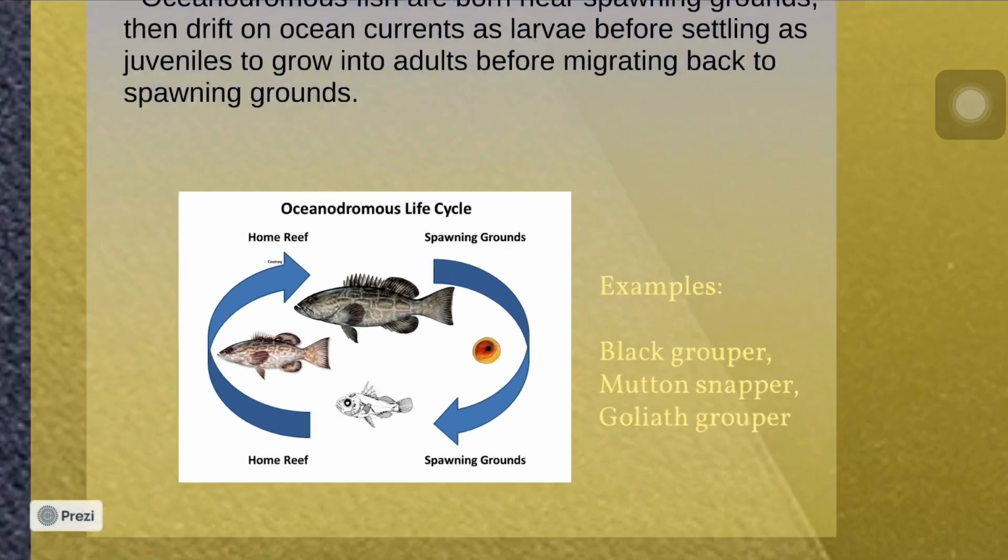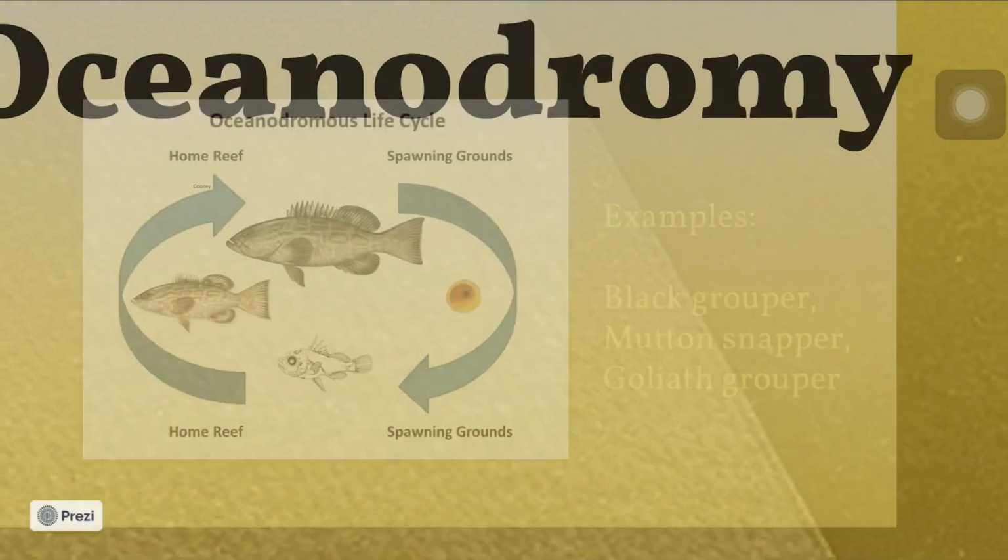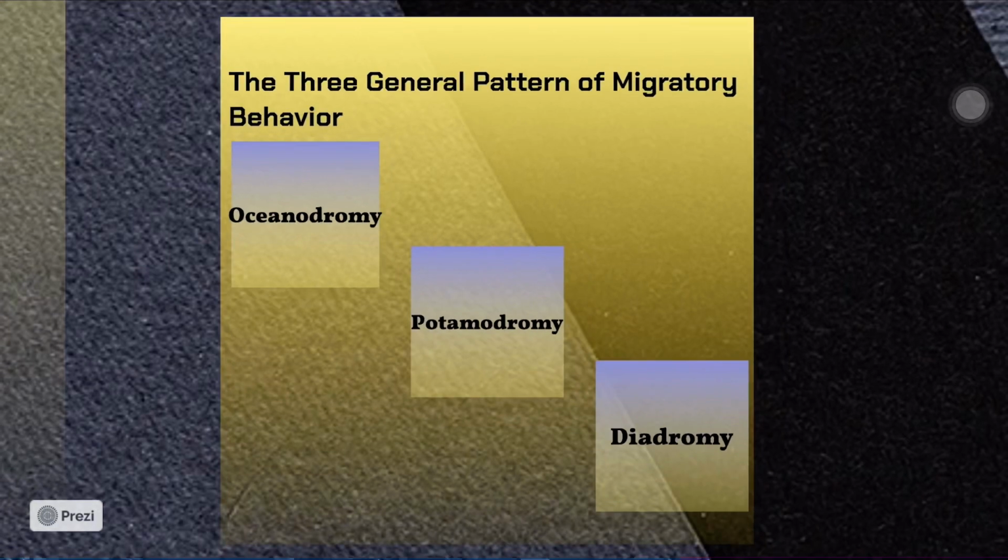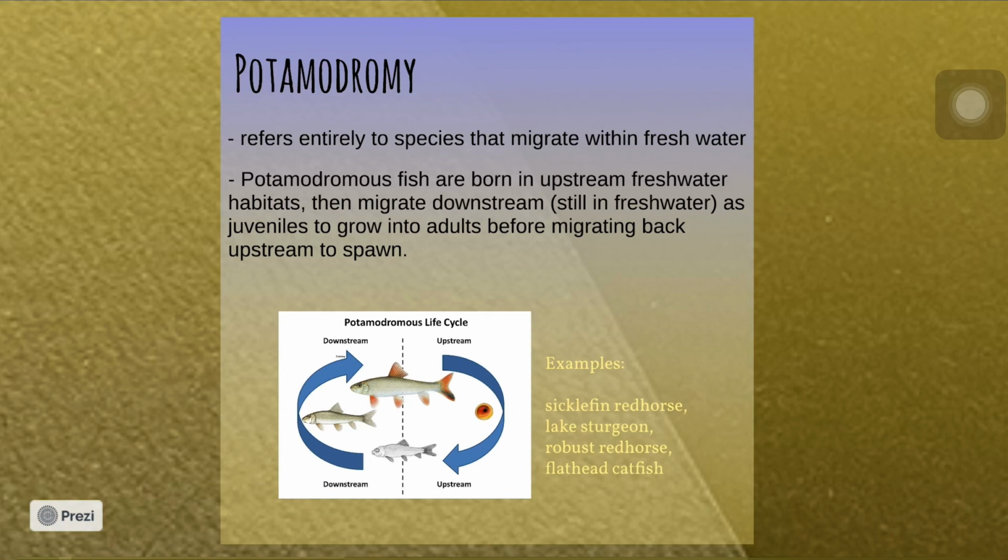So next, potamodromy. Potamodromy refers to species that migrate entirely within fresh water. So potamodromous fish are born in upstream freshwater habitats, then migrate downstream, still in freshwater, as juveniles and grow into adults before migrating back upstream to spawn.